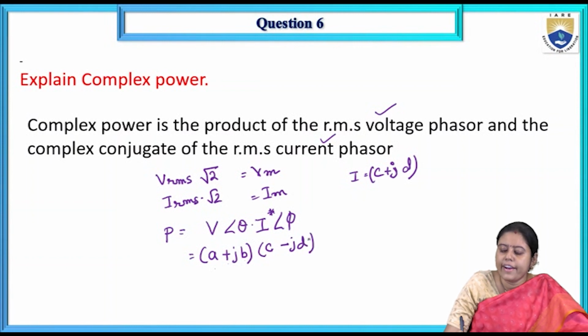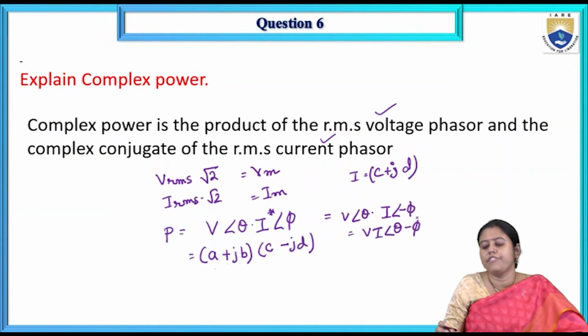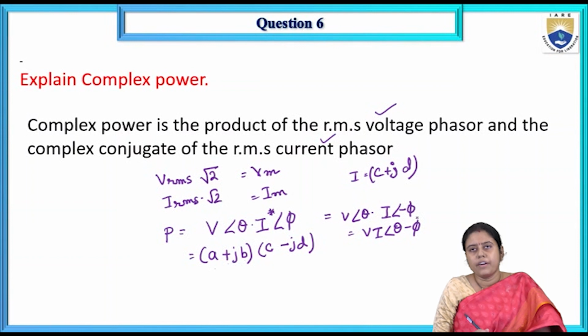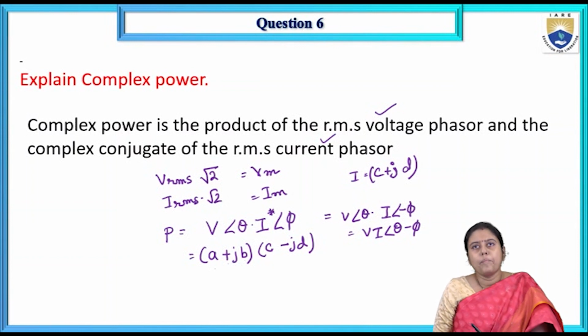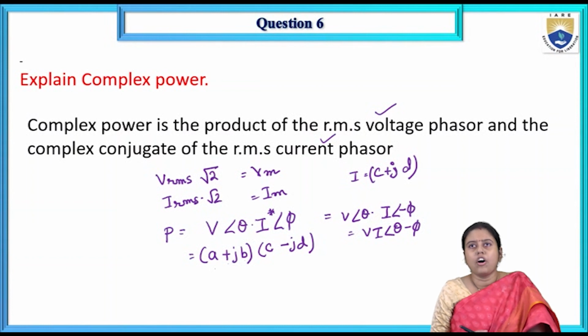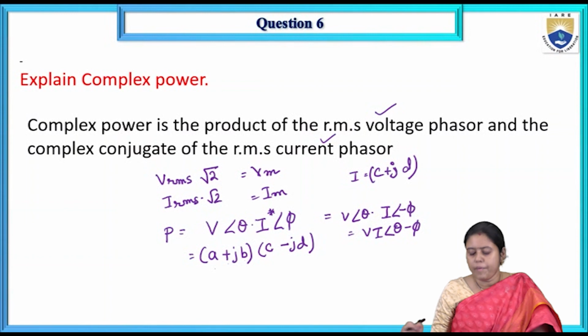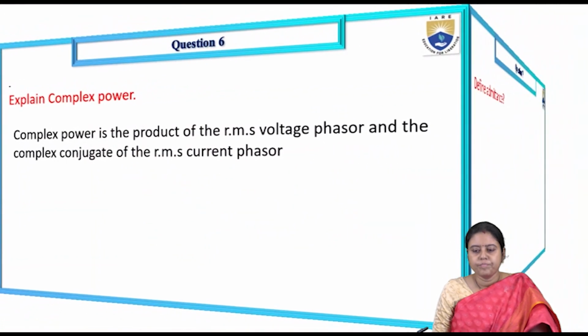Again, we can write here V∠θ. If it is I, it should be I∠−φ. Then what is the power? VI∠(θ−φ). So this is the power. This is called the complex conjugate. So complex power is the product of the RMS voltage phasor and the complex conjugate of the RMS current phasor.